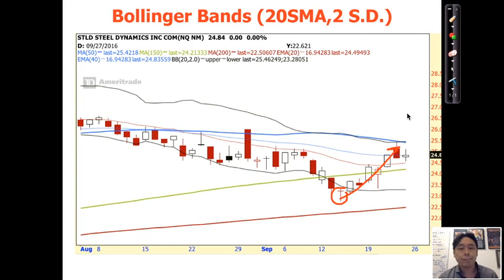All right, so these are my three go-to indicators, right? Trend following MACD, oscillator full stochastics, as well as the Bollinger Bands. So now let's take a look at candlestick patterns.